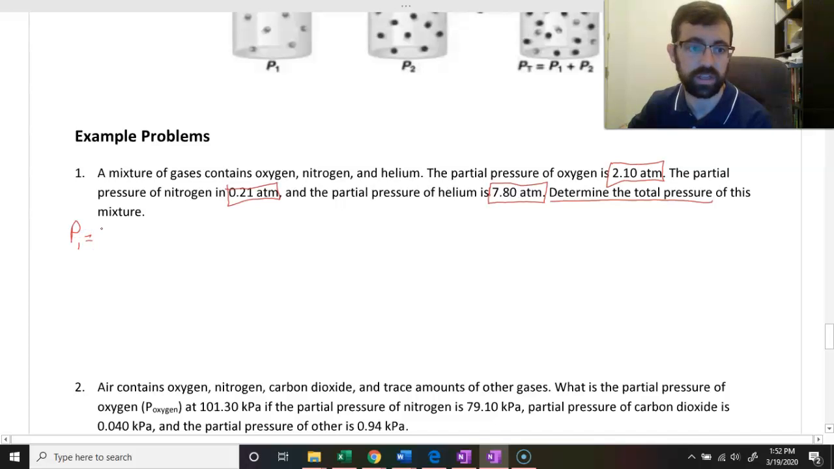P1 is going to be oxygen. That's 2.10 atm. I know it's kind of sloppy. Sorry about that. P2 is going to be the next one, which is nitrogen, 0.21 atm. And P3, our third gas, helium, 7.80.